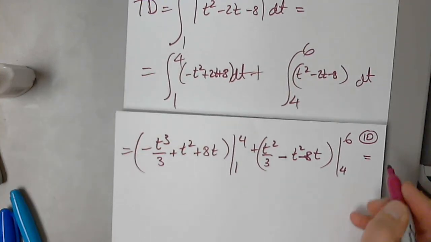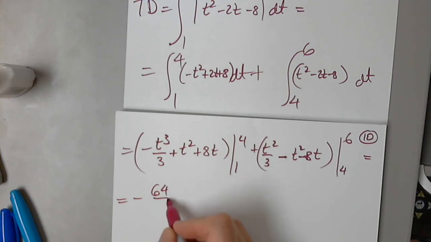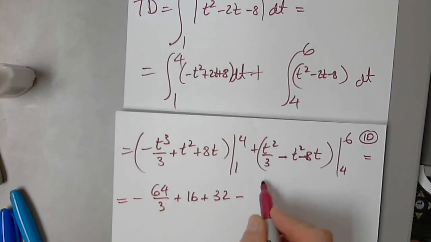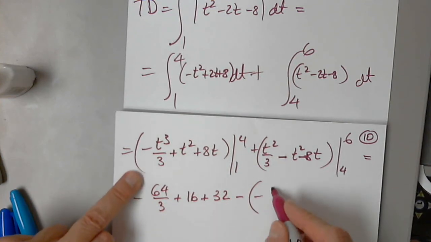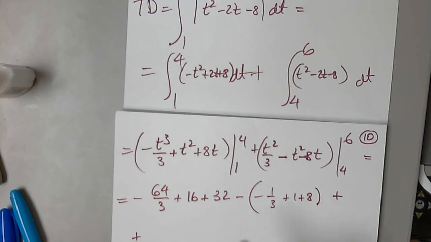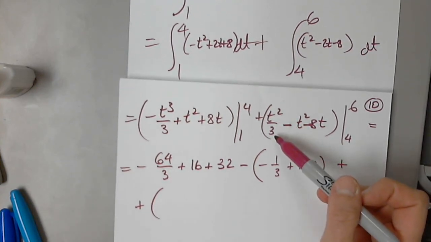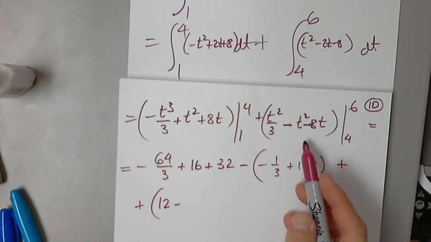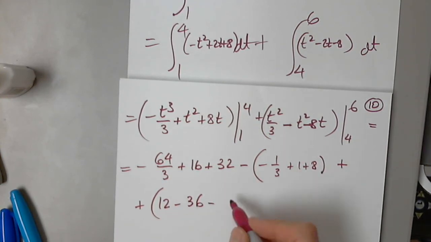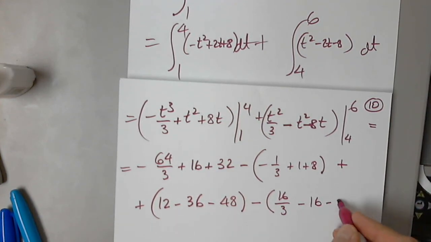Okay, now the hassle starts. I don't like this part, but we have no choice. 64 divided by 3 plus 16 plus 32 minus, careful when we plug in 1, negative 1/3 plus 1 plus 8, plus, I plug in 6 now. 36 divided by 3, I think it's 12, minus 36 minus 48, and minus when I plug in 4, 16 over 3 minus 16 minus 32.